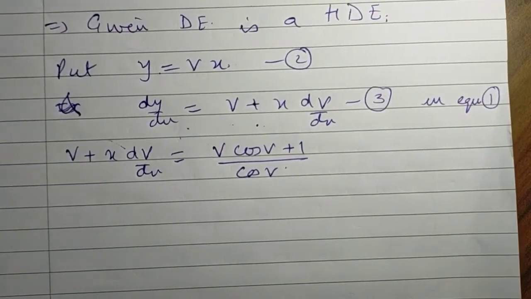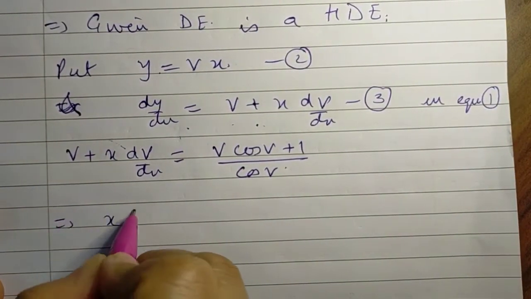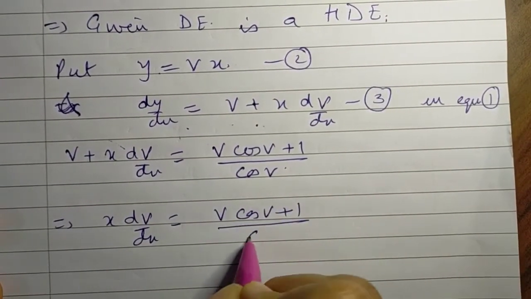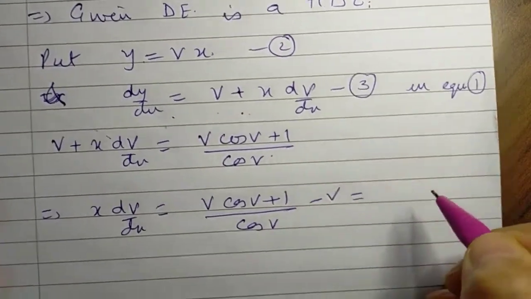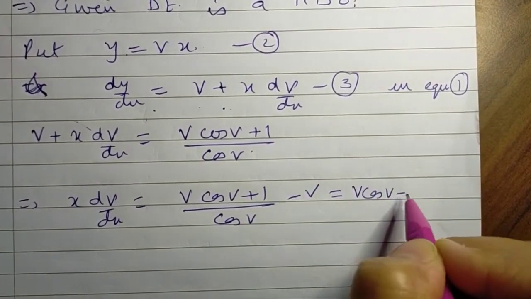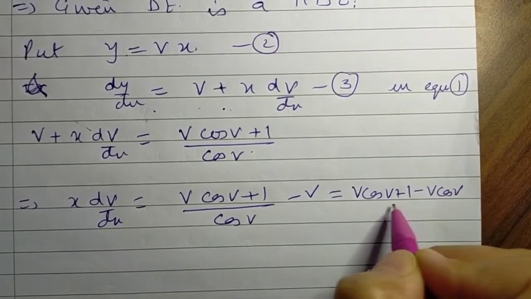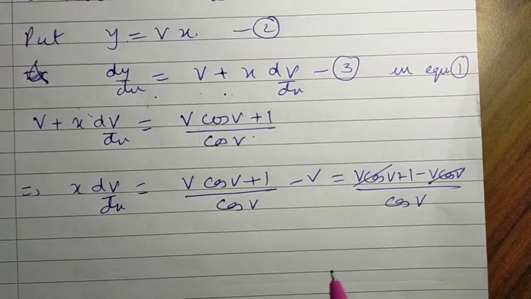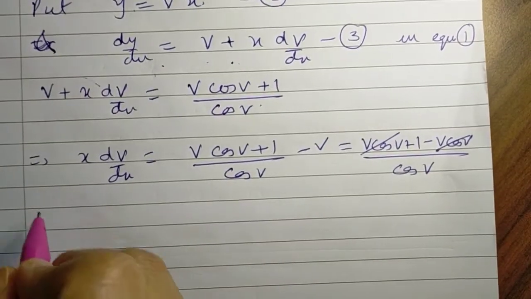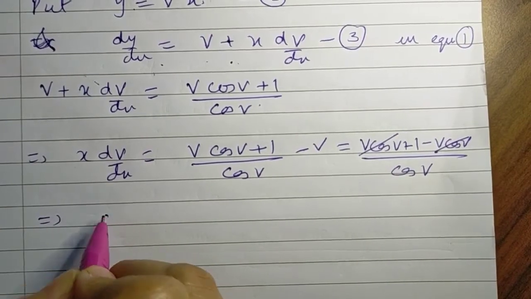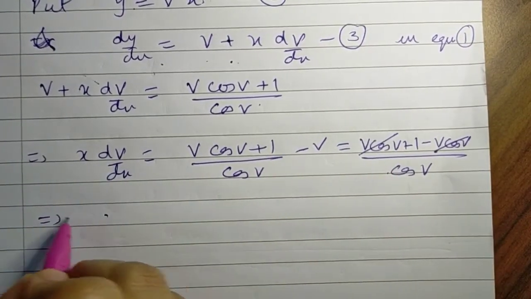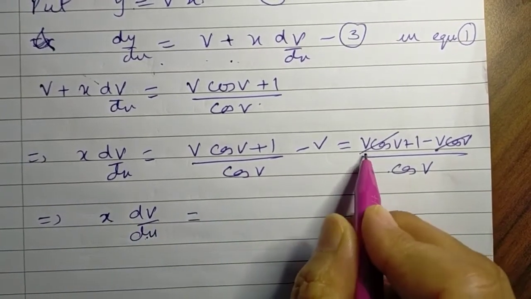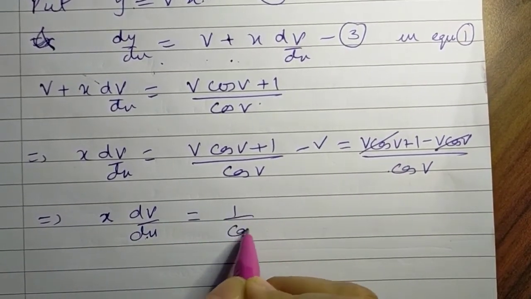Now we have to separate the variables first. So what do we get? x dv by dx is equal to v cos v plus 1 over cos v minus v, which gives us v cos v plus 1 minus v cos v, whole upon cos v. This term and this term get cancelled. Now solving and separating the variables, let me first again write this expression. x dv by dx is equal to, now we are left with 1 upon cos v.